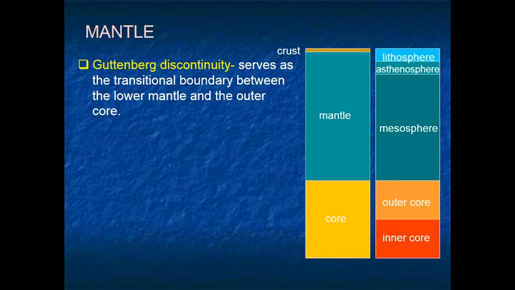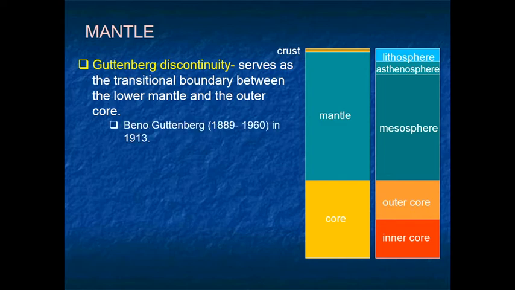As I mentioned, there is also a layer with different behavior because of its component. In the mantle, we have also the Gutenberg discontinuity. It serves as the transitional boundary between the lower mantle and the outer core. It's not that the component between mantle and core is directly similar, because in between there is what we call a disparity, meaning a portion with different behavior. It's not directly the outer core, but there is a transition. That's why we call it the Gutenberg discontinuity.